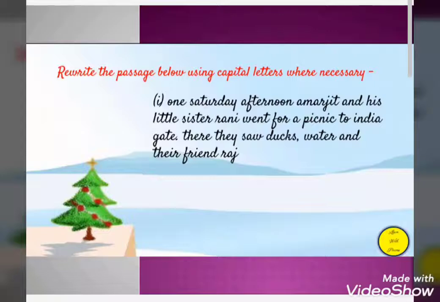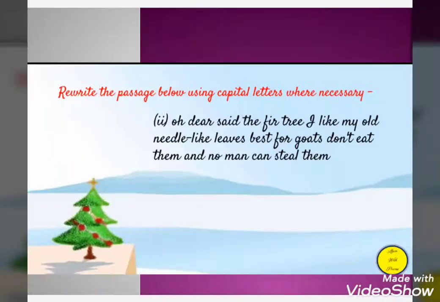The first letter should be in capital. Then after the full stop and at the beginning of the sentence you have to use capital letter. While completing the sentence, keep the full stop. Let us check the answer in next class. Next one, oh dear, said the fir tree. I like my old needle-like leaves best, for goats don't eat them and no man can steal them. So here also the beginning of the letter should be in capital.